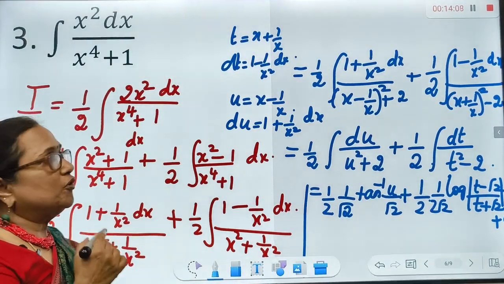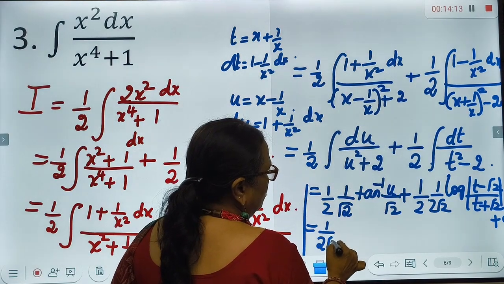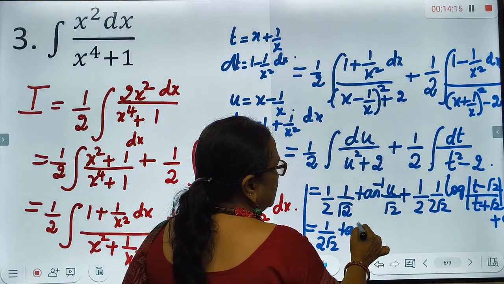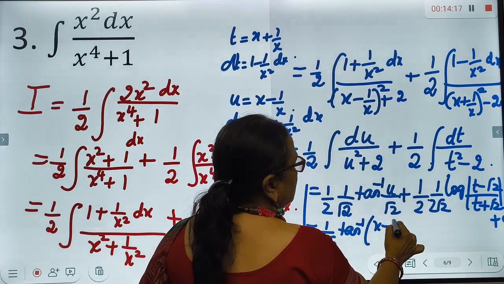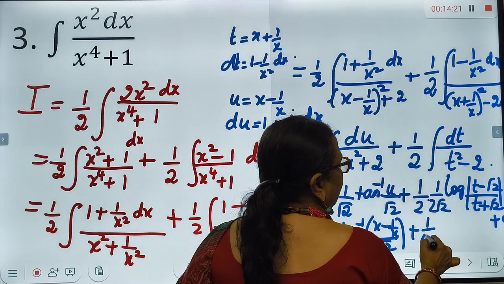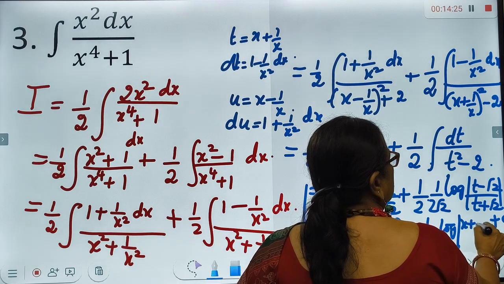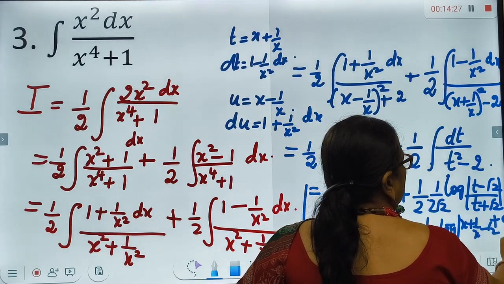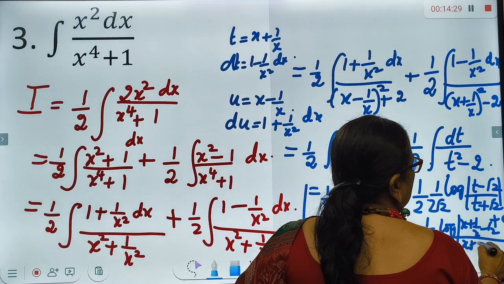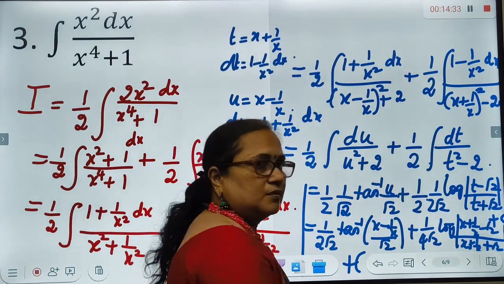Now I have to substitute for u and t. This is 1 by 2 root 2 tan inverse, what is u? x minus 1 by x by root 2, plus 1 by 4 root 2 log mod t, that is x plus 1 by x minus root 2 by x plus 1 by x plus root 2, plus c.